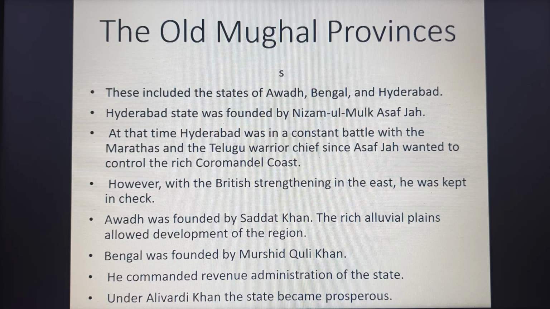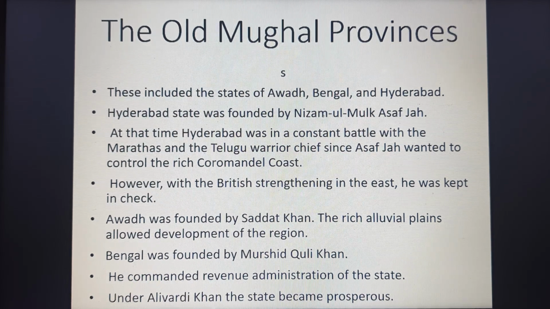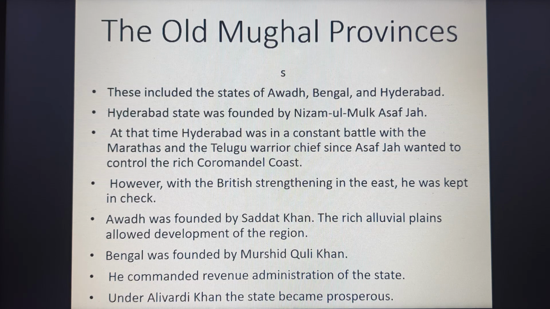However, with the British strengthening in the east, he was kept in check. When the Britishers were strengthening and taking control over the border, Odisha or Bengal, at that time he was there, and he tried to reduce the power of the Britishers.